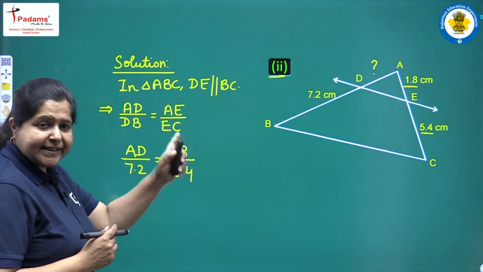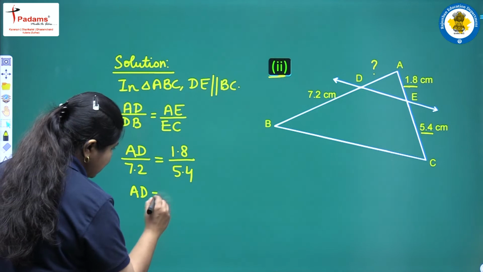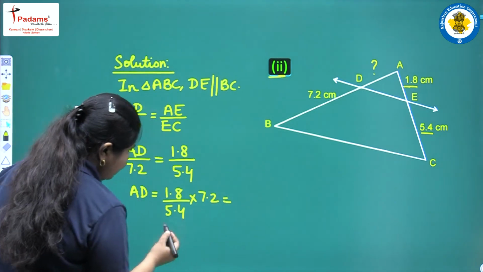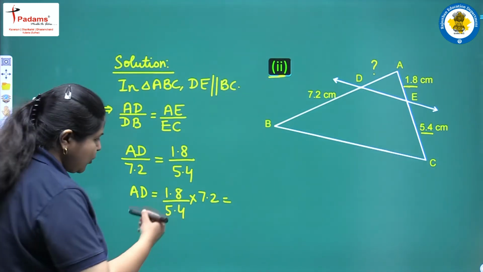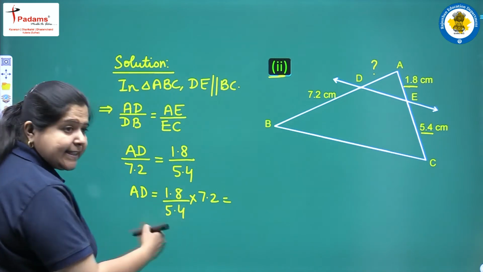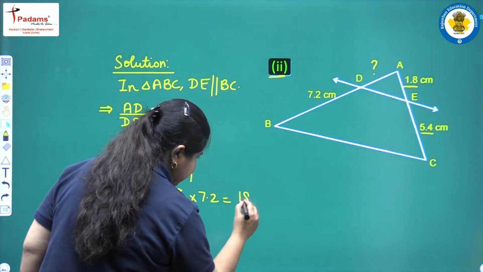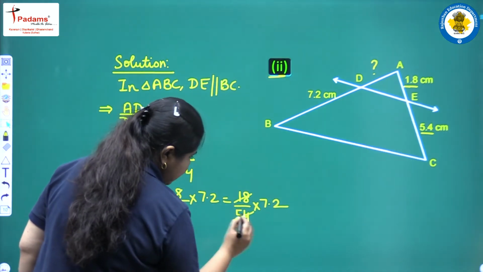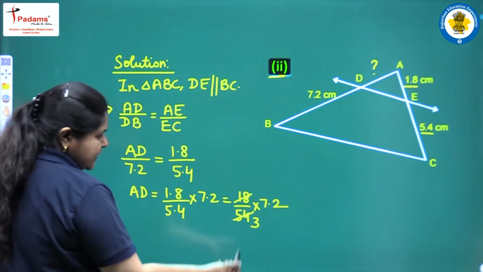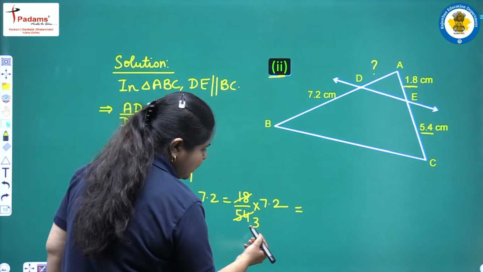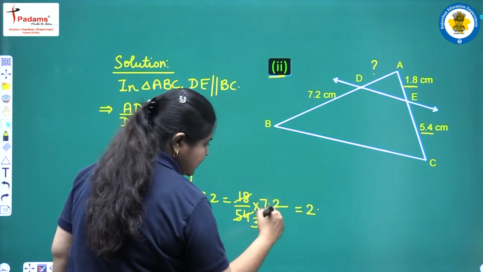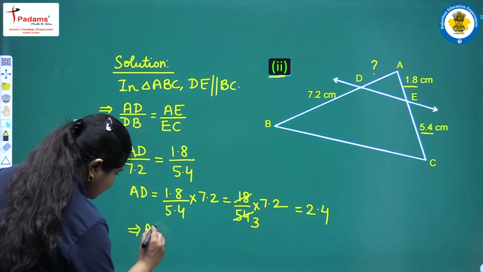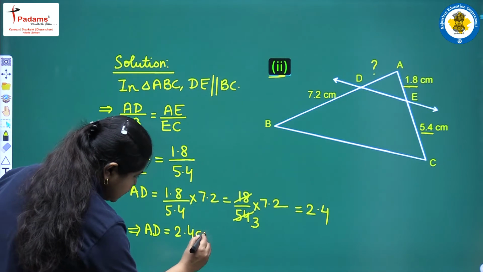तो 7.2 को हम RHS में ले जाएंगे. This will be multiplied, then 1.8 upon 5.4 into 7.2. Now we have one single digit after the decimal both in numerator and denominator, तो decimal से decimal हम cancel कर सकते हैं. We will get it as 18 upon 54 into 7.2. You will cancel it by 18. It will go 3 times. 18 3s are 54. And then on dividing 7.2 by 3, 3 2s are 6, then 3 4s are 12. So it will be 2.4. And this gives us AD equal to 2.4 centimeters.